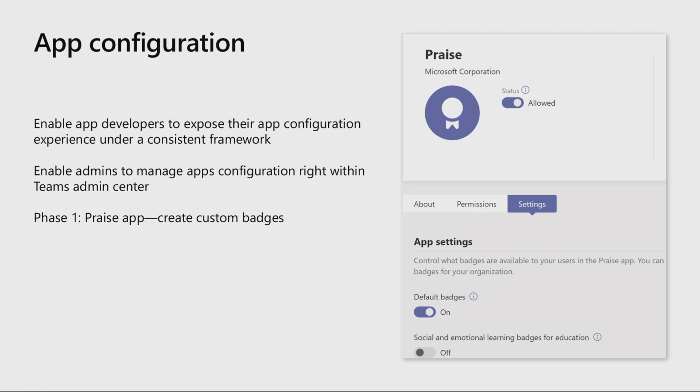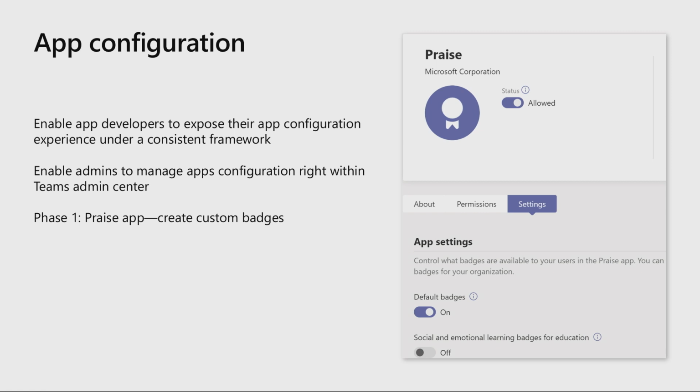To begin the journey, we started with the Praise app, which is a Microsoft first-party app being leveraged to provide kudos and feedback to your colleagues. And now admins have the capability to create custom badges, so they can provide a configured, personalized experience to their employees based on the company's unique culture and needs. Moving forward, we will be expanding this across many other Microsoft and third-party apps.